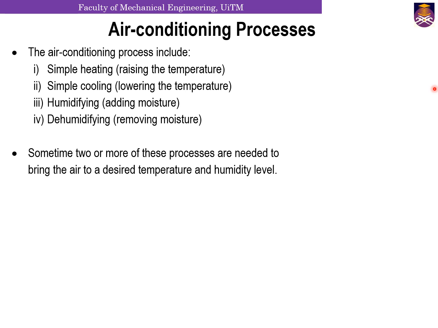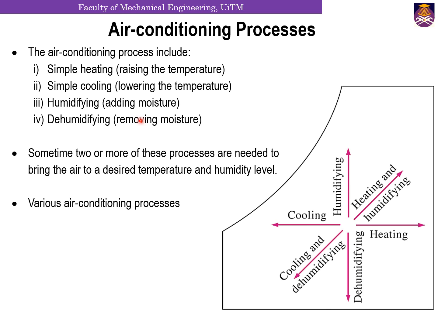Sometimes you can combine 1, 2 or more of these processes, right, to bring the air to the desired temperature and humidity level. Sometimes you need to have heating with humidifying. Sometimes you need to have cooling with dehumidifying. So you can combine these processes together. So these are the various air conditioning processes as what we have discussed earlier. So cooling, heating, humidifying, dehumidifying, or you can combine them, cooling and dehumidifying, heating and humidifying.